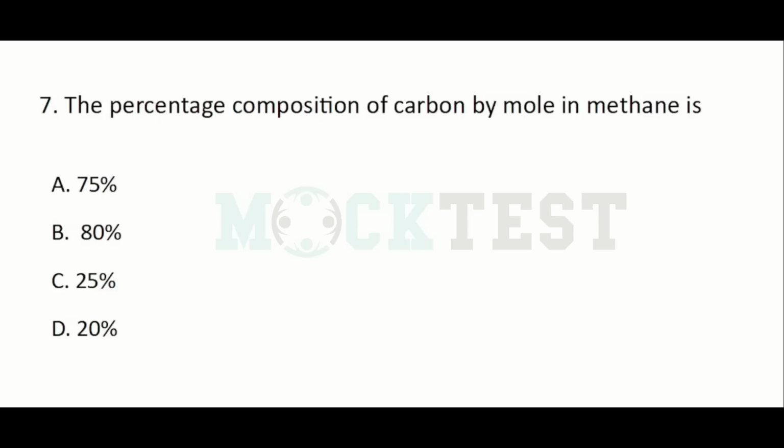The percentage composition of carbon by mole in methane is option A, 75%, option B, 80%, option C, 25%, option D, 20%. The percentage composition of carbon by mole in methane is 20%.